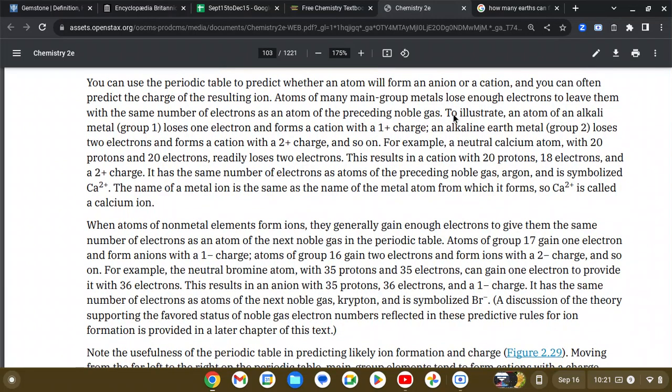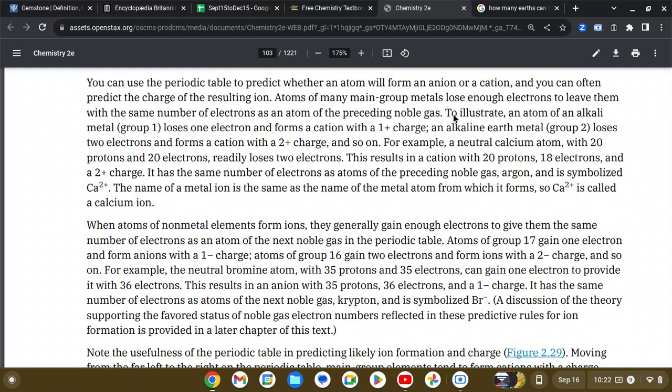You can use the periodic table to predict whether an atom will form an anion or a cation, and you can often predict the charge of the resulting ion. Atoms of many main group metals lose enough electrons to leave them with the same number of electrons as an atom of the preceding noble gas. To illustrate, an atom of an alkali metal, group 1, loses one electron and forms a cation of +1 charge. An alkaline earth metal, group 2, loses 2 electrons and forms a cation with a +2 charge, and so on.